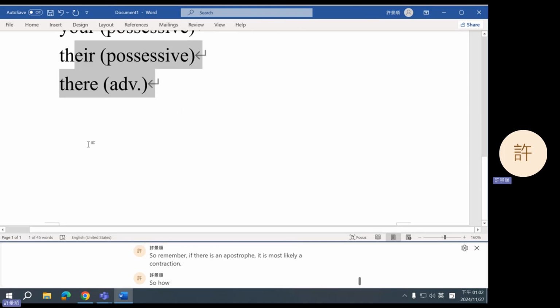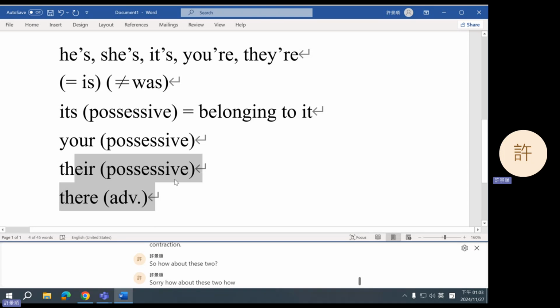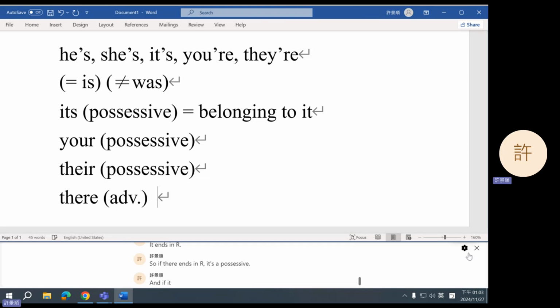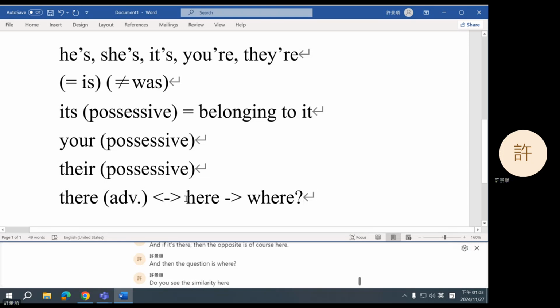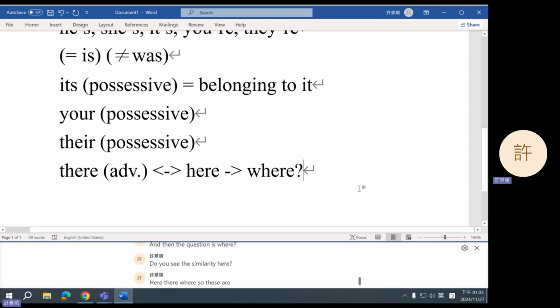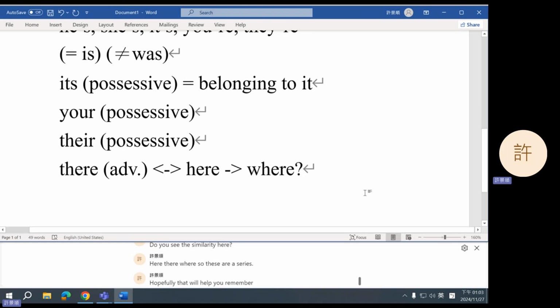So how about these two? How do you remember which one is which? Look at your. It ends in R. So if it ends in R, it's a possessive. And if it's there, then the opposite is, of course, here. And then the question is where? Do you see the similarity here? Here, there, where. So these are a series. Hopefully that will help you remember which there you are supposed to use.